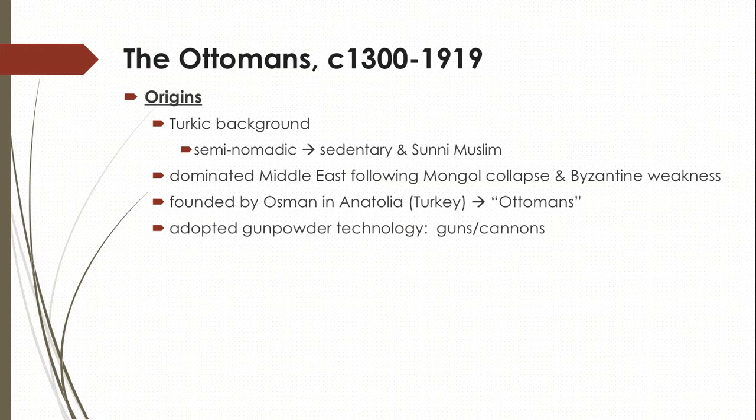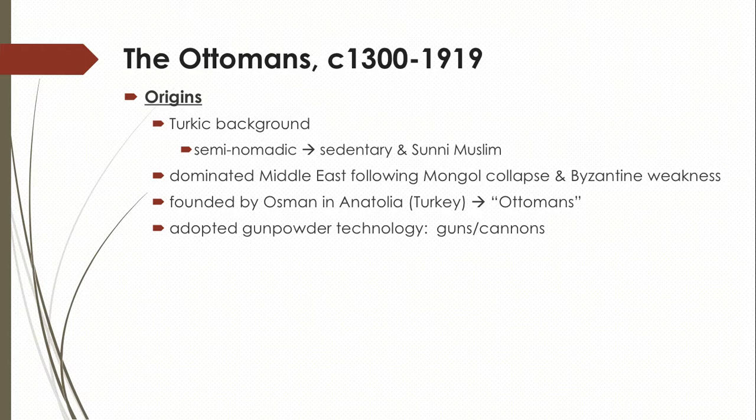So let's take a look specifically at the Ottomans, how they fit into that context. So once again, the Ottomans began as a Turkic people. So they spoke Turkic languages, not Arabic. And though they began as semi-nomadic people, living in essentially originally a horse culture, very much like the Mongols, as they moved into the Middle East with the Mongol retreat, they adopted a sedentary lifestyle and converted to Sunni Islam, almost exclusively Sunni Islam, these Ottoman Turks.